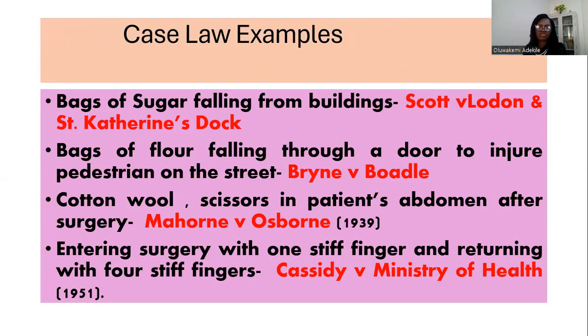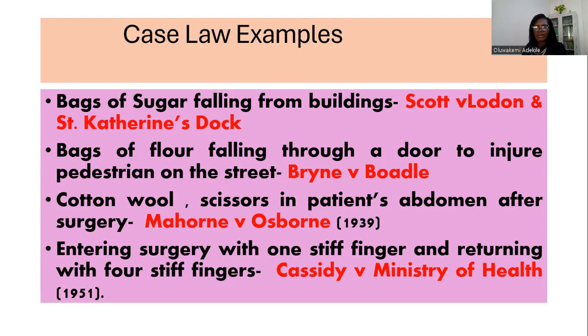Scott and London and St. Catherine's gave us the elements, where bags of sugar fell through the building and hit a pedestrian on the road. The court said these bags of sugar don't have wings to fly out of a building and come hitting someone in the street. Someone in custody of the bags of sugar has been negligent in the way they kept it. The same thing with Byrne and Boadle, where bags of flour fell out of the door of a building and hit a pedestrian on the road.